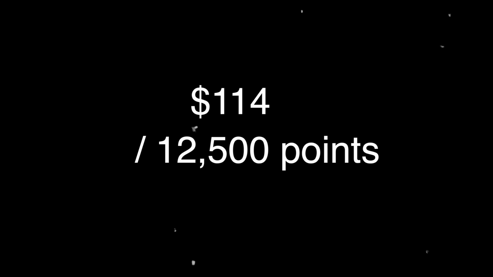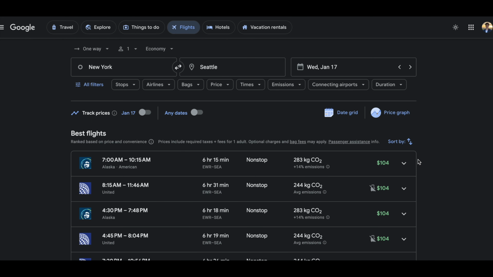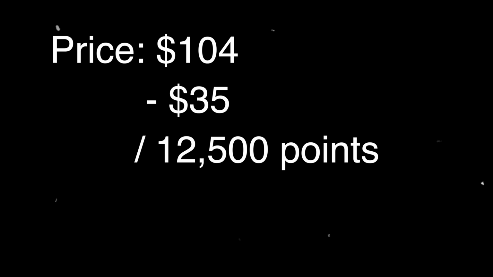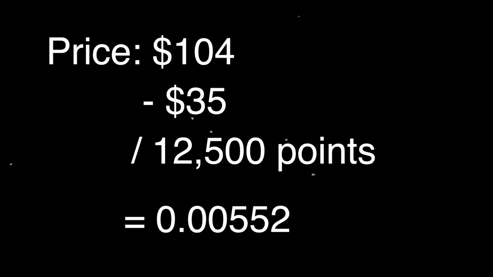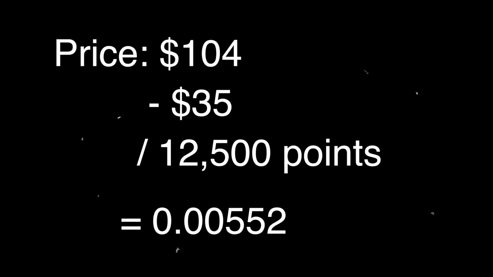Divide that by 12,500 points, and we get a 0.9 cent per point redemption. This is not good. Plus, if you look right next to the flight that we found the cash price on, you can clearly see there's an Alaska flight for $104, which does include a bag, and you won't have to pay extra for that. So if we calculated the cent per point value for that flight, it would be as low as 0.5 cent per point. It wouldn't make sense to spend 12,500 points for a $104 flight, plus you have to pay $47 Canadian dollars.